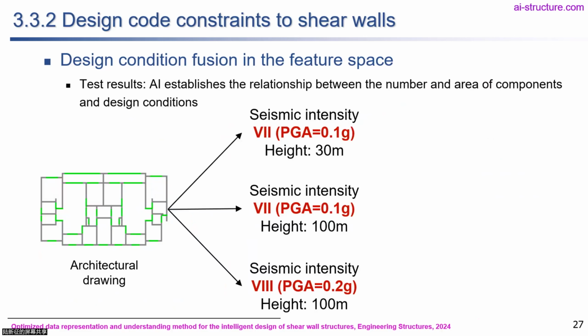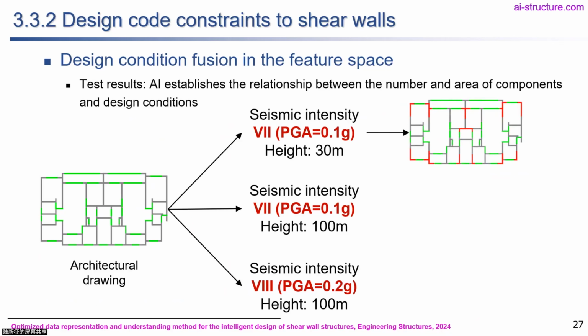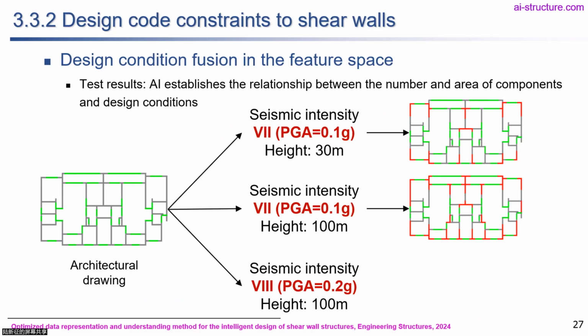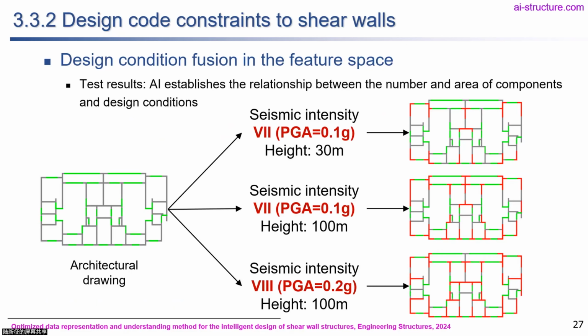So this is the architectural drawing. If we want to design a structure with a seismic design acceleration of 0.1 g and a height of 30 meters, the AI will generate a shear wall design like this one. You can say, okay, I don't like the building to be 30 meters, I want it to be 100 meters, and you change the design condition, and 5 seconds later, the AI will generate a design like this one. And you can say, I want to increase the seismic design intensity from 0.1 g to 0.2 g, and another 5 seconds later, the AI will generate a result like this one. So you can see clearly that the AI can connect your design requirement, the design condition, with the final generated structure design.